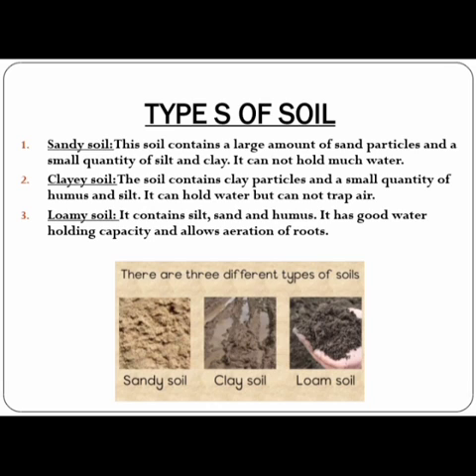Coming to loamy soil, it contains silt, sand as well as humus. It has very good water holding capacity and allows aeration of roots. What is loamy soil composed of? It contains silt, sand, as well as humus, with very good water holding capacity, and it also allows aeration of roots. So loamy soil is used for most of the crops because of its advantageous factors. Because it can hold water, and it also allows air, isn't it?